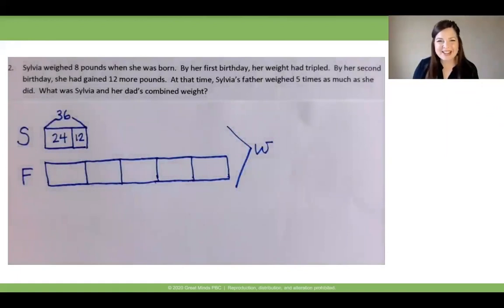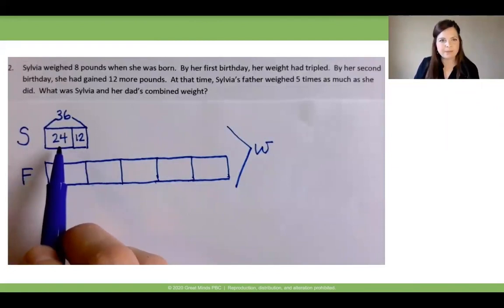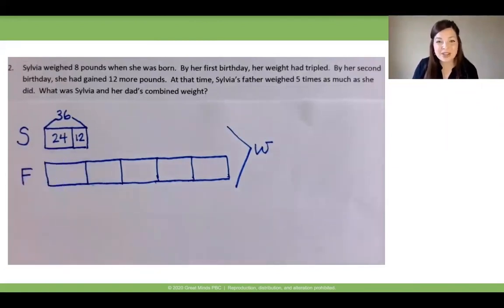Welcome back. Here's my drawing. Does yours look similar? Now, let's talk about how this tape diagram represents all the information in the story. Where does this 24 come from? What does it match in the story? Pause the video to talk out your thinking.